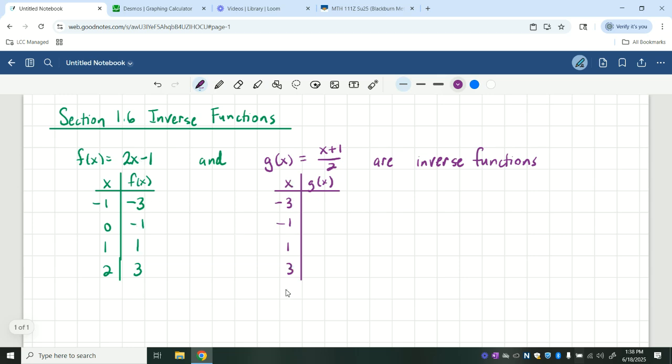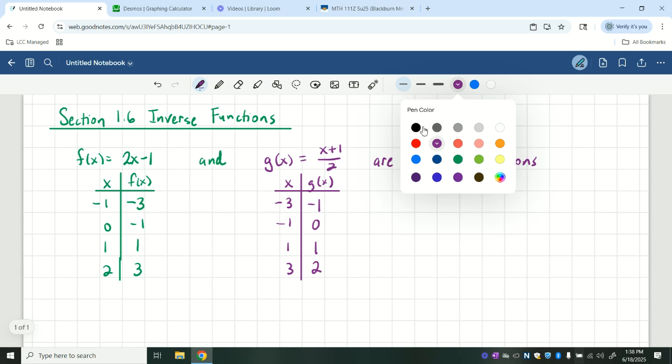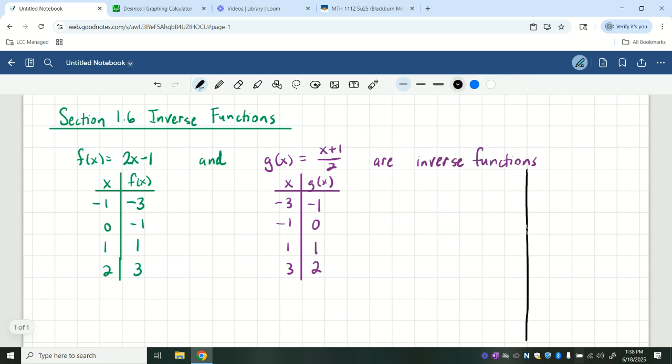So let's mental math this again, just to double check. -3 plus 1 is -2. -2 over 2 is -1. -1 plus 1 is 0. 0 over 2 is 0. 1 plus 1 is 2. 2 over 2 is 1. 3 plus 1 is 4. 4 over 2 is 2. So you can see the 4 ordered pairs of the f graph and the 4 ordered pairs of the g graph are totally opposites of one another.